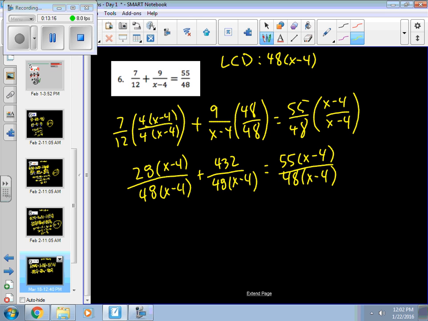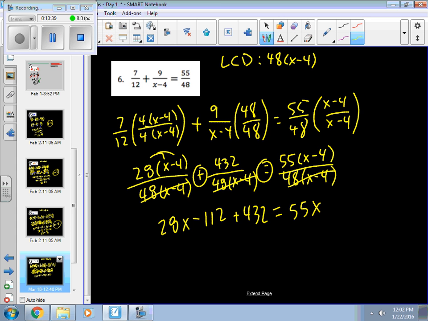Since we got that least common denominator, it's all the same. If we were to multiply, that cancels out. So solve the top now. Got some distributing to do again. 28x minus, if we multiply that out, that's going to be 112 plus, I got a plus here, this other number, 432, equals, and now we got some more distributing, 55 times x minus 4 times 55 is 220.